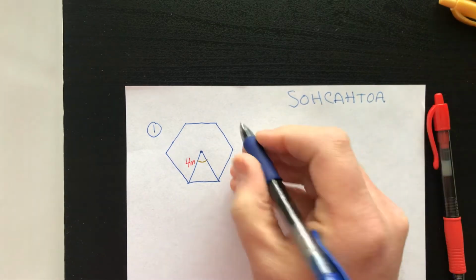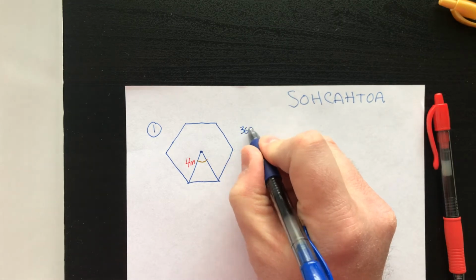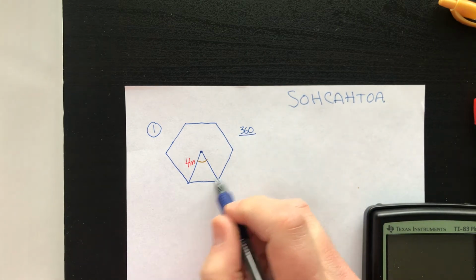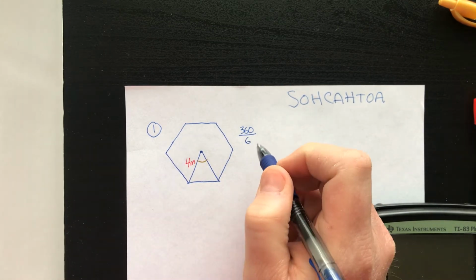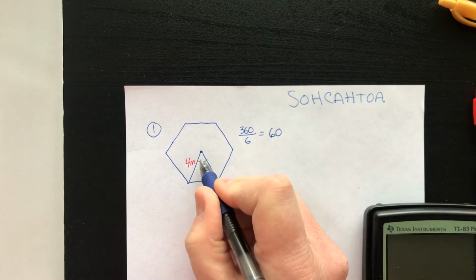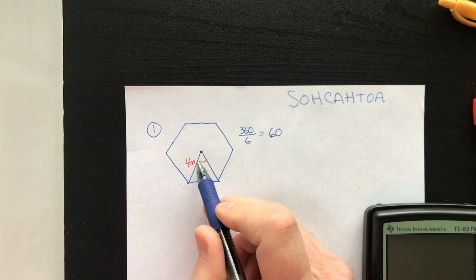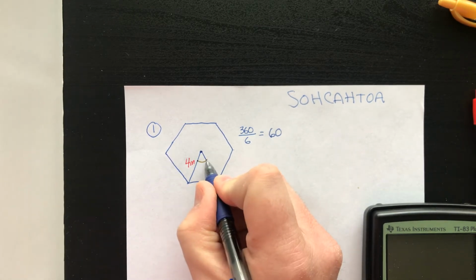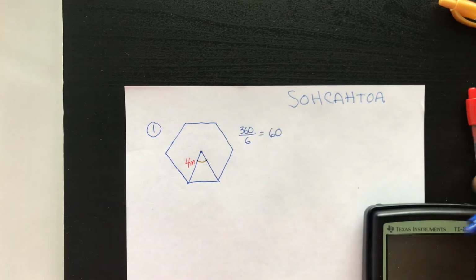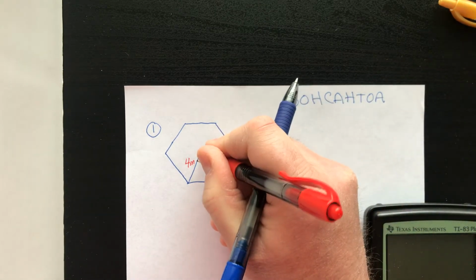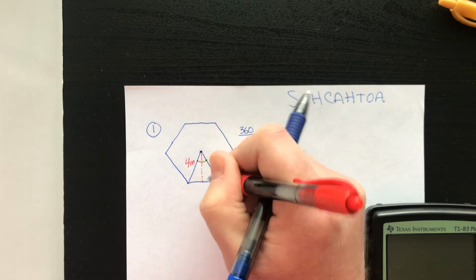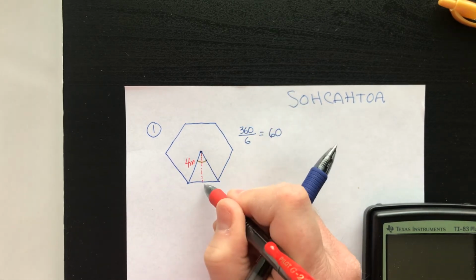In order to figure out the central angle, we take 360 divided by the number of sides. In this case, we have 6 sides. So I know that my central angle right here is 60 degrees. Now remember, we need that opposite. And the opposite is drawn straight down from your center to the side.